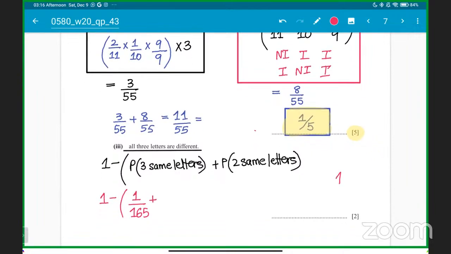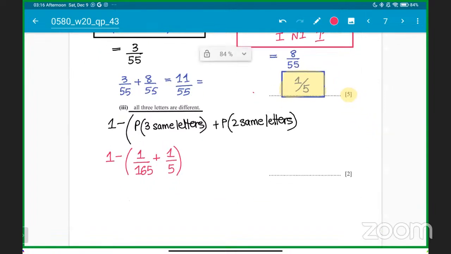It cannot be that only 1 letter is same, that is not possible. It means all letters are different. So if you add all of them, it will become 1. So eventually you can add the 2 probabilities that you found in the previous part and subtract from 1. You will get the answer for all 3 letters that are different.